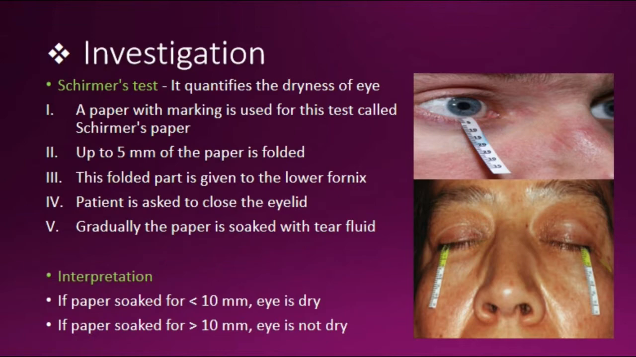Interpretation: if the paper is soaked for less than 10 mm, the eye is dry. If the paper is soaked for more than 10 mm, then the eye is not dry.